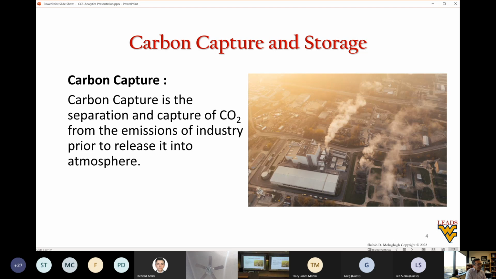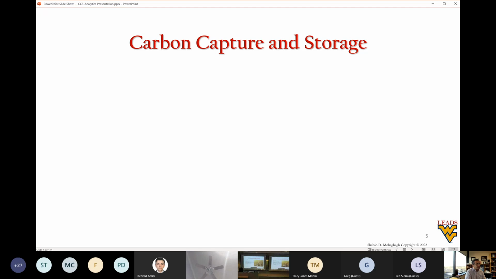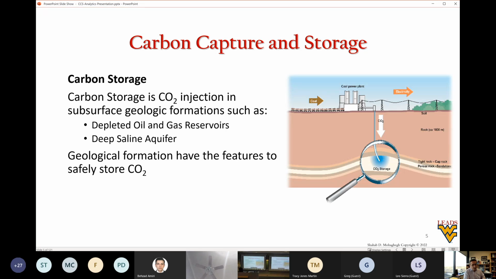So carbon capture is separation and capture of CO2 from the emissions of industry prior to it being released to the atmosphere. And of course, carbon storage is when the CO2 is injected in subsurface geological formations. It usually can be done in depleted oil and gas reservoirs, or it can be done in saline aquifers.